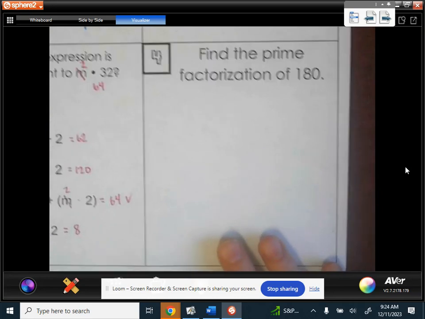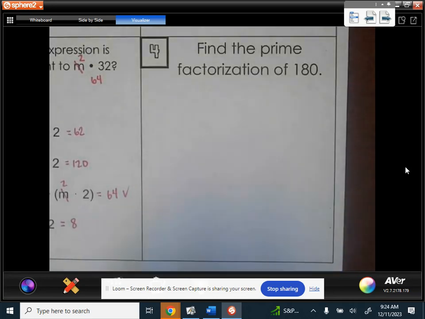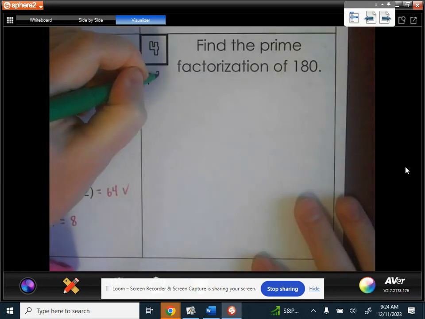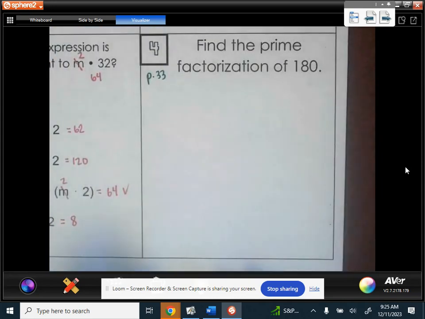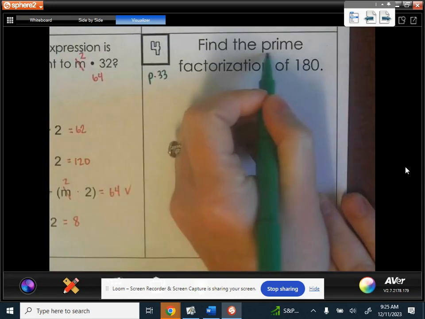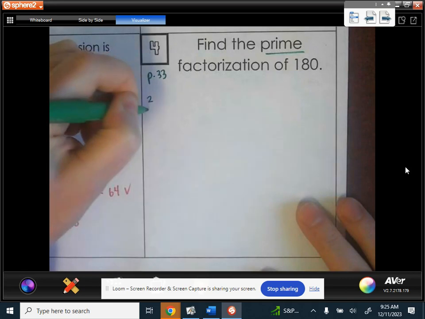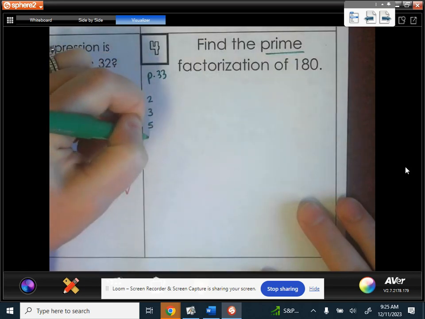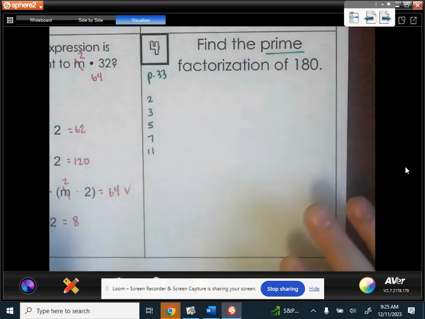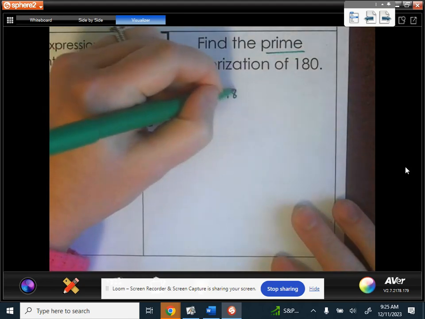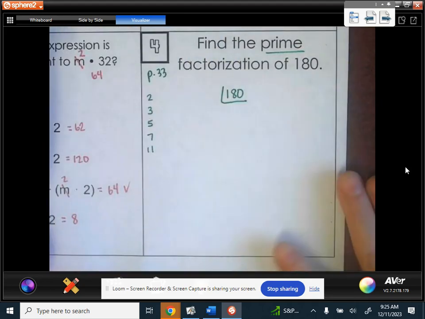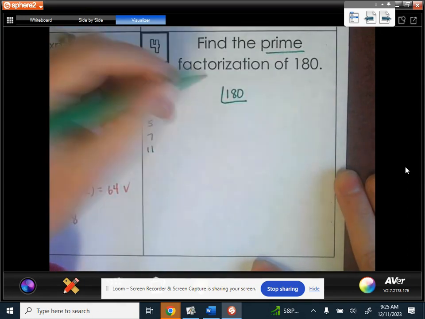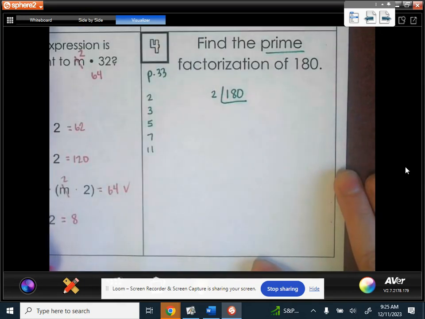Question number 4 is about prime factorization. You can find that on page 33. Make sure you remember what a prime number is, because on these you can only use prime numbers. And remember that the first 5 prime numbers are 2, 3, 5, 7, and 11. Those are going to be the ones you use the most in prime factorization. Now, because 180 ends in 0, I know it's even. That means it's divisible by 2.